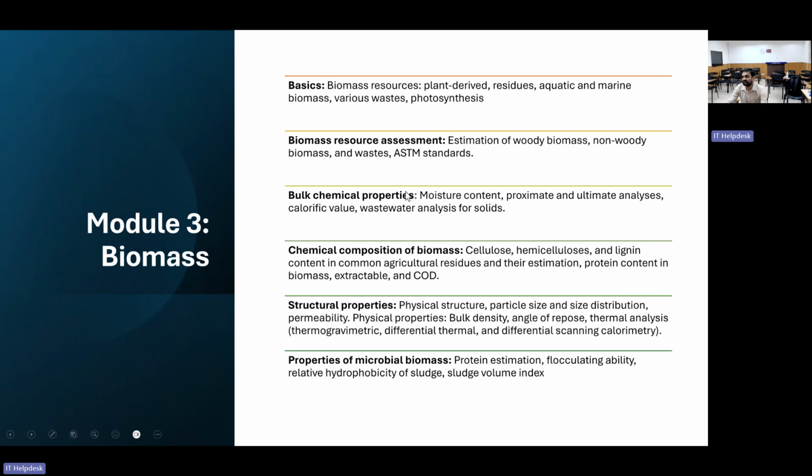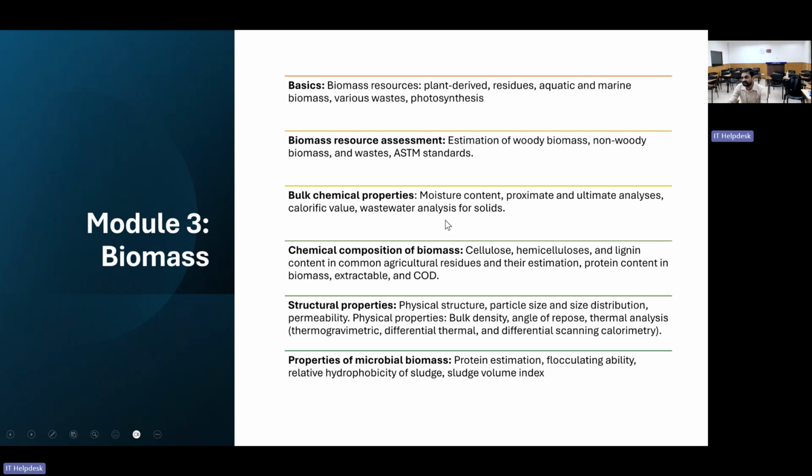Then we will discuss the chemical composition of biomass, which is lignocellulosic analysis, and how to estimate the different constituents of cellulose, hemicellulose, and lignin. Then we will also discuss how the protein content is estimated in biomass and how it is related to the composition of biomass and its bioenergy relation. And then chemical oxygen demand and biological oxygen demand.